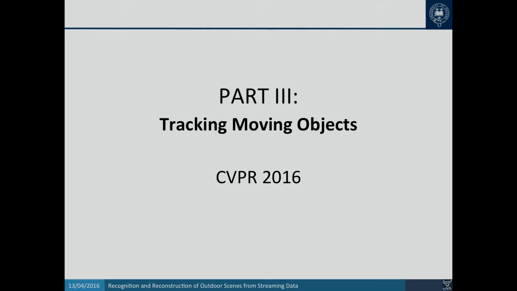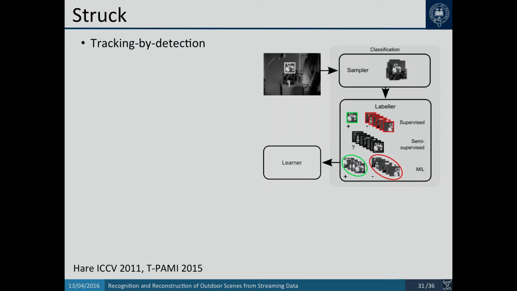So let me start with a paper called Struck, which was developed five or six years ago in our lab by Sam Hare. This is an example of the tracking-by-detection paradigm. But in contrast to the standard tracking-by-detection pipeline, it doesn't use this part where the problem is formulated as a classifier and we need to generate some samples and label this data.